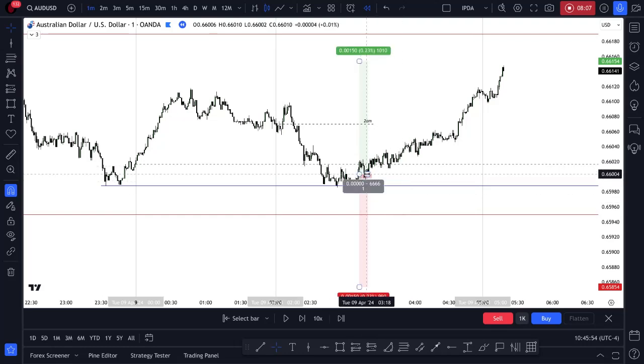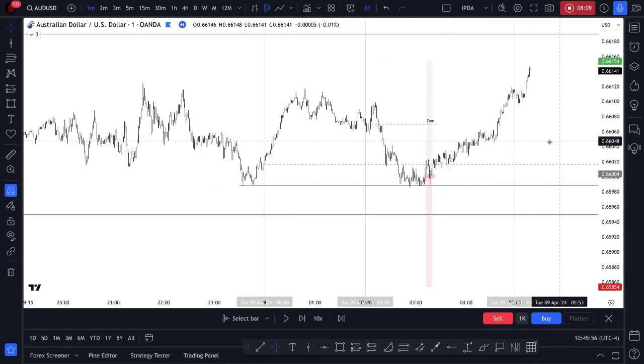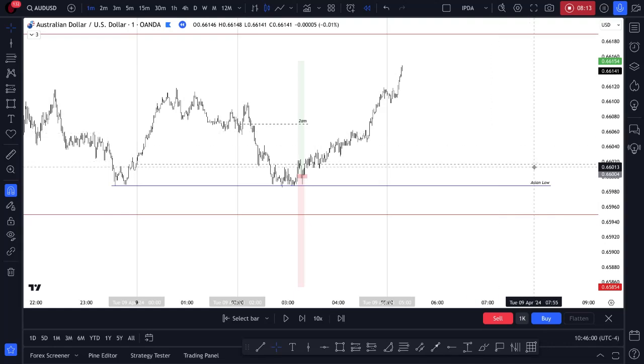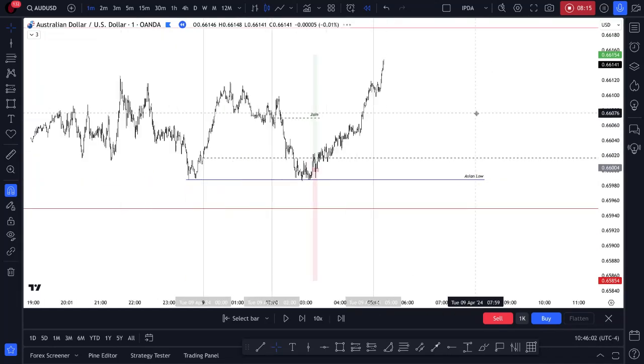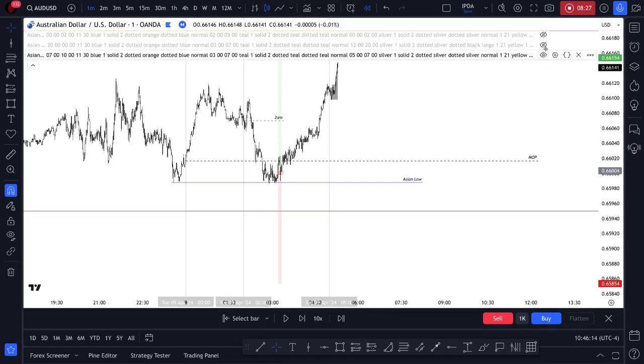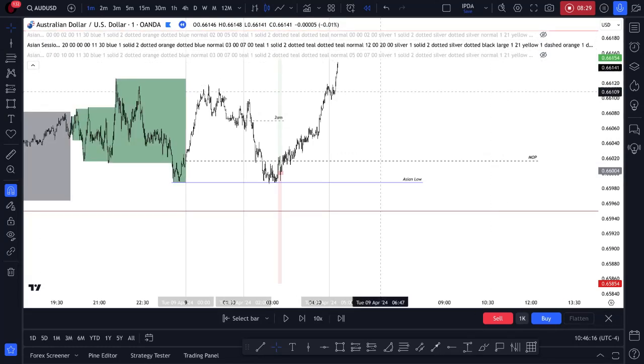Because look at where they're buying. The quality trade setup. We're buying below midnight opening price here. We're buying below 2 a.m.'s opening price. And we bought right after the Asian low was raided. What does price do? It runs all the way back up to the Asian high. Look at where the Asian high is, up here.